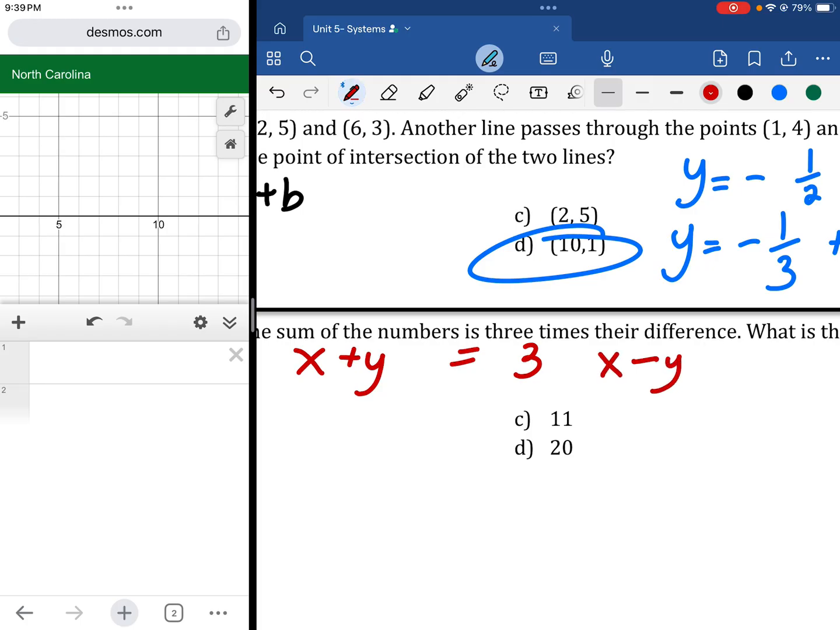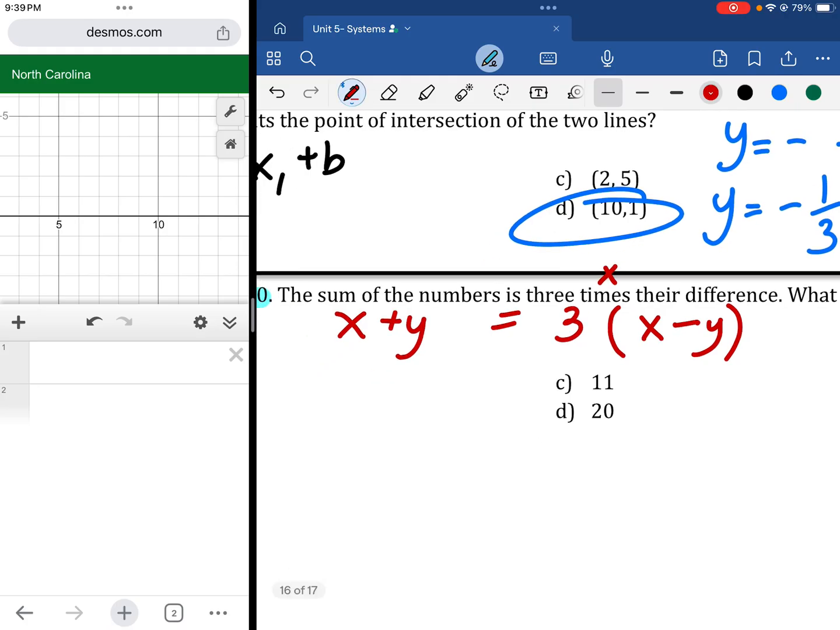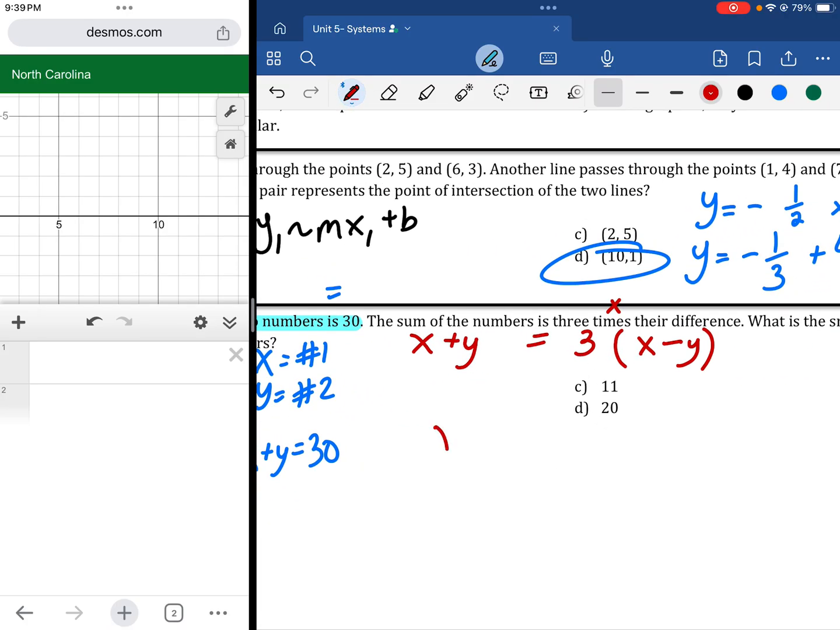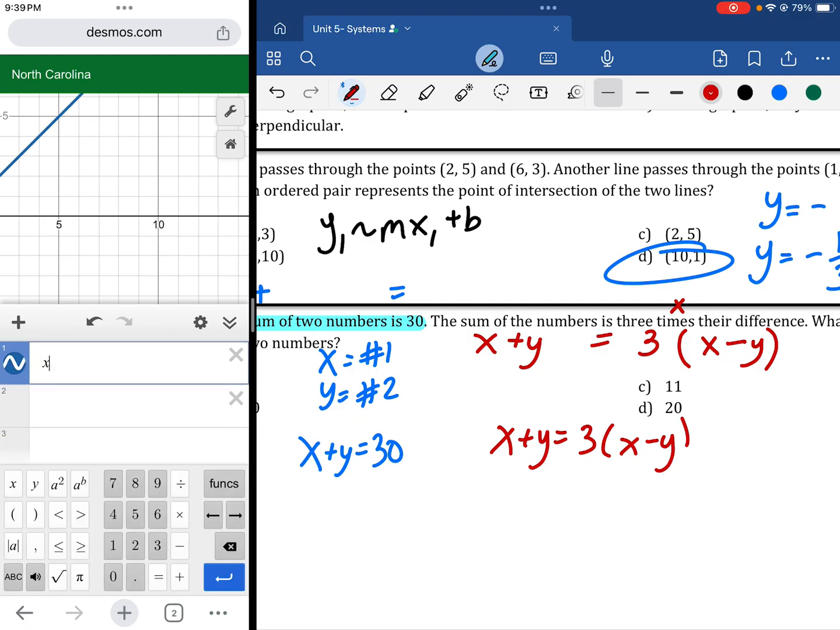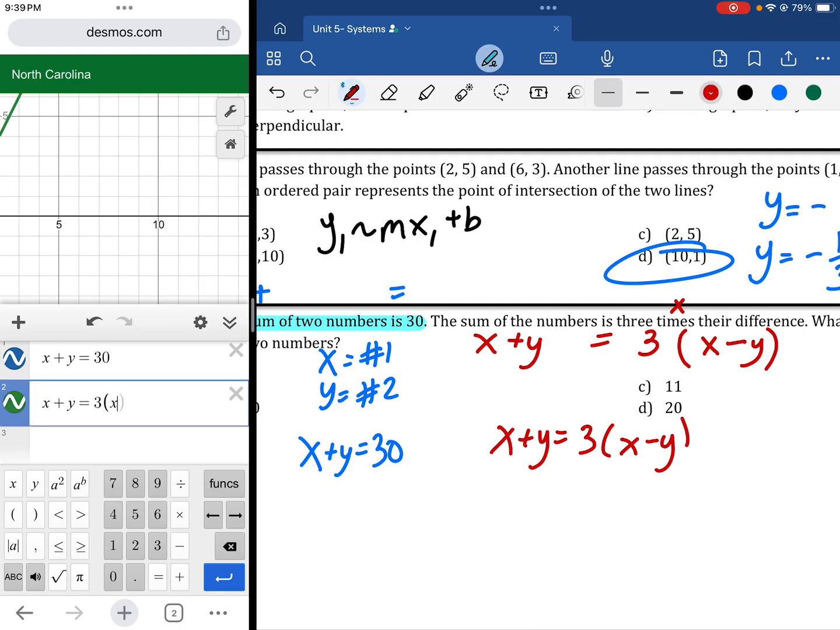And now we have to talk about the times. Times means multiplication. We can show multiplication by putting parentheses. So really our second equation is x plus y equals 3 times (x minus y). Now comes the easy part. We have our two equations. Let's just put them in Desmos. x plus y equals 30. And then x plus y equals 3(x minus y).